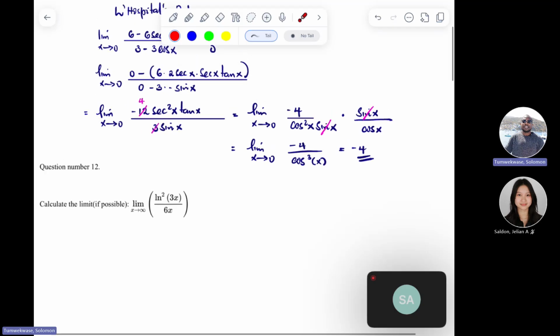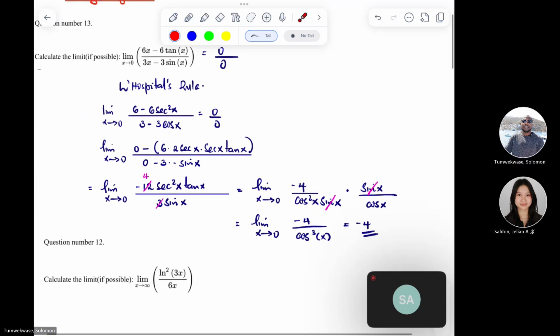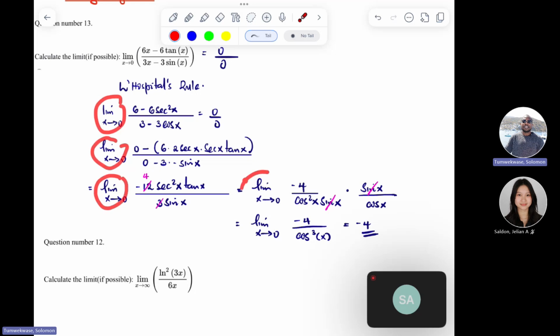Maybe one thing I have to comment about: until I actually take the limit, I keep writing the word limit as x approaches something. So you have to keep writing that until you actually take the limit. Okay.